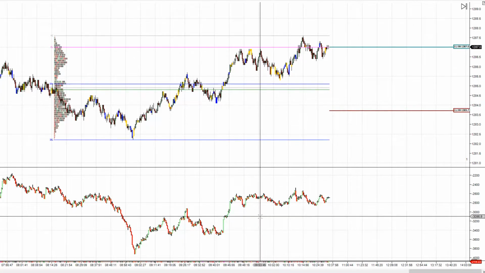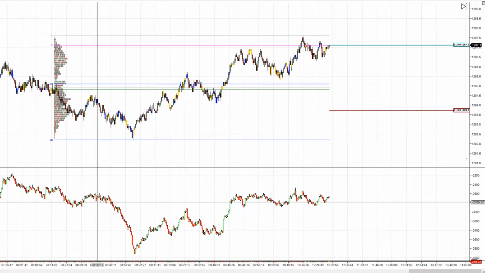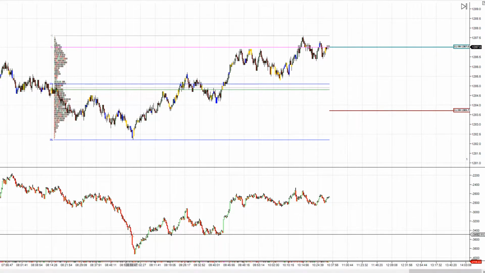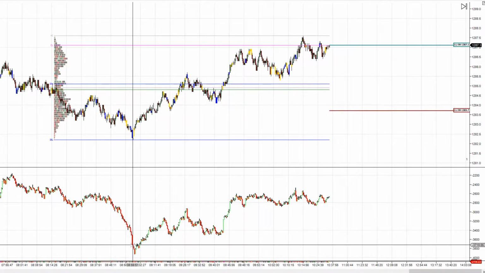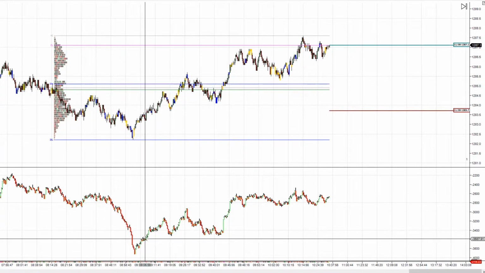So back to gold here. Let's start with the easier stuff. First, let's start with delta, and delta is just the number of executions on the bid versus the offer. So if we're hitting the bid, we are red. If we're lifting the offer, we are green.